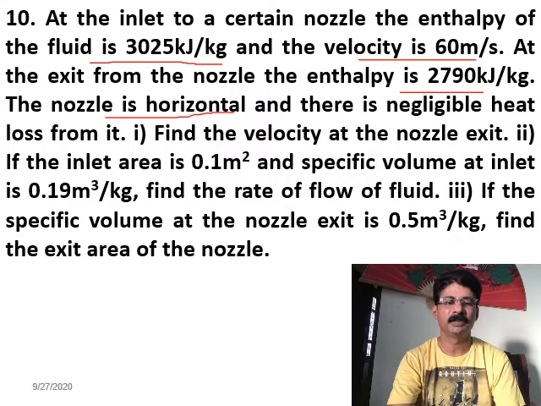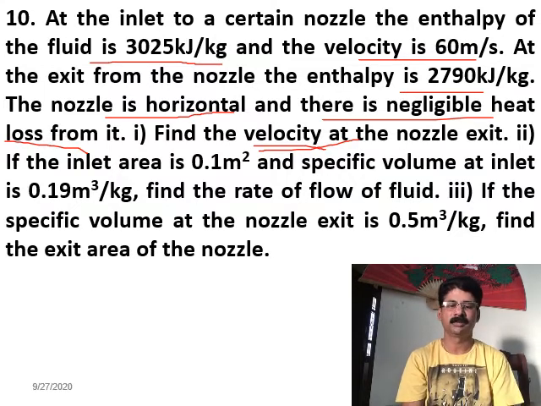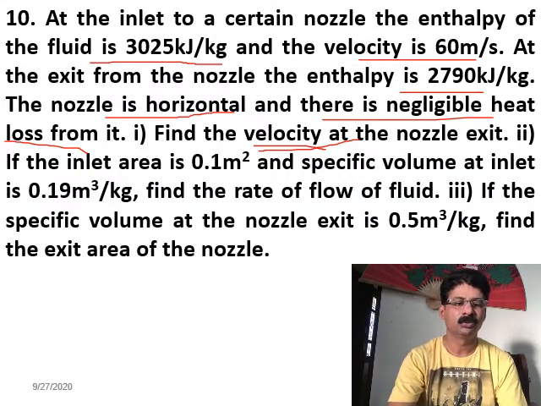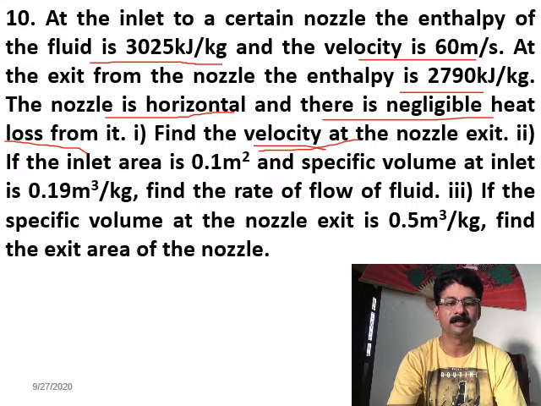So delta PE is equal to 0. There is negligible heat loss, so Q dot is equal to 0. Now number 1, find the velocity. V2 you would find out, because in nozzle problems mainly you will be asked to find the exit velocity, capital V2. Number 2 question, if the inlet area, that is capital A1, is 0.1 meter square and the specific volume is 0.19 meter cube per kg, you have to find the mass flow rate.